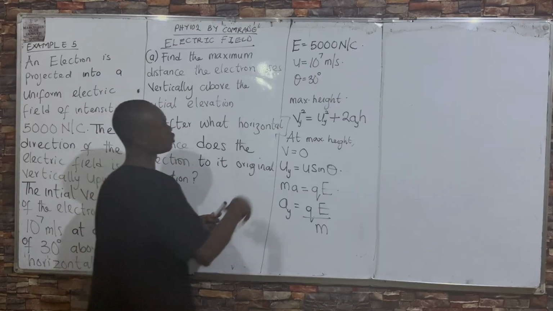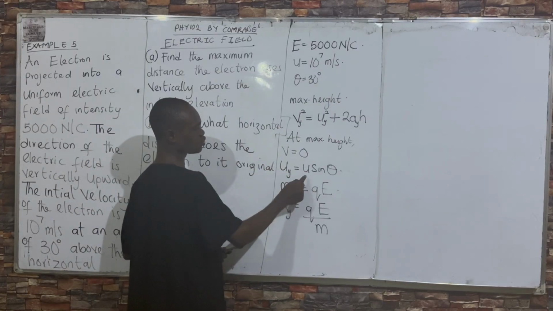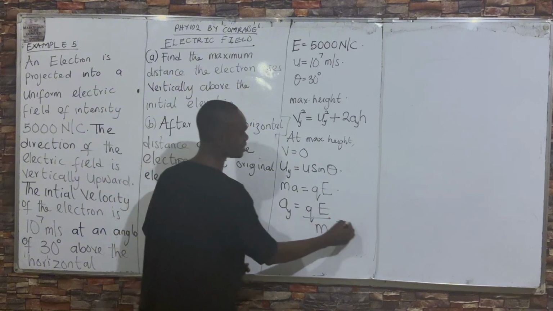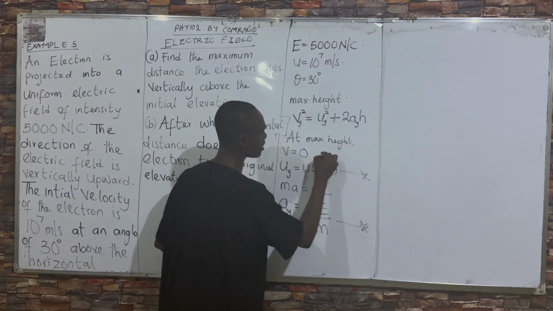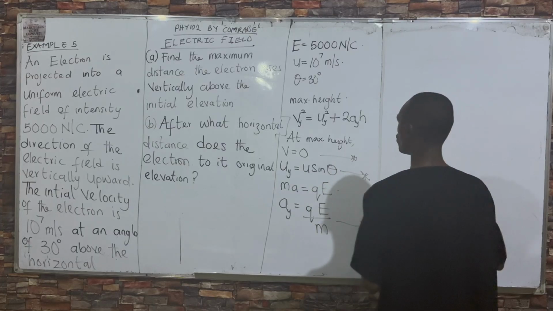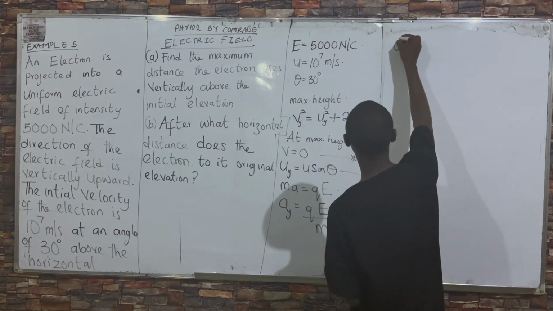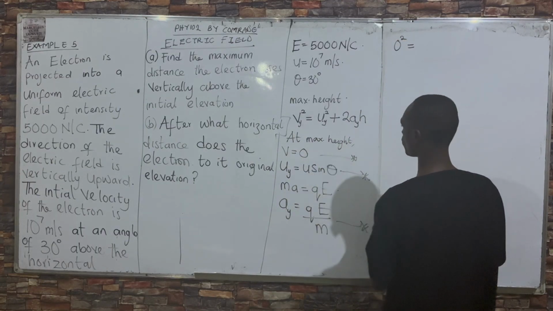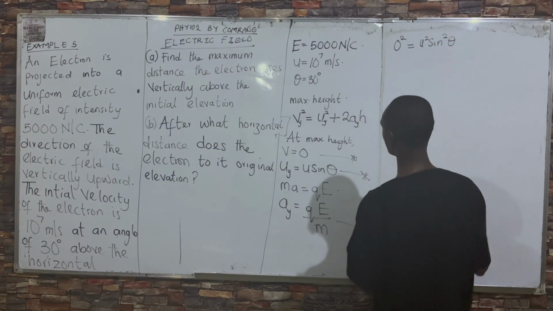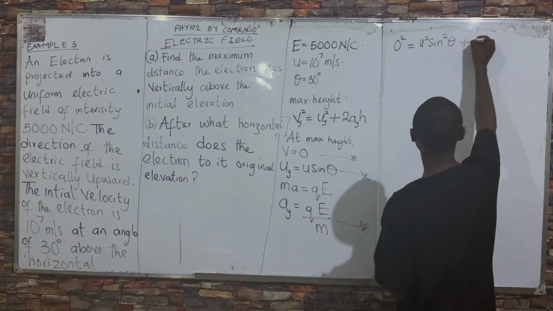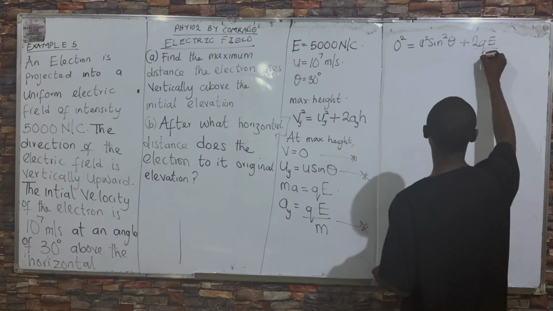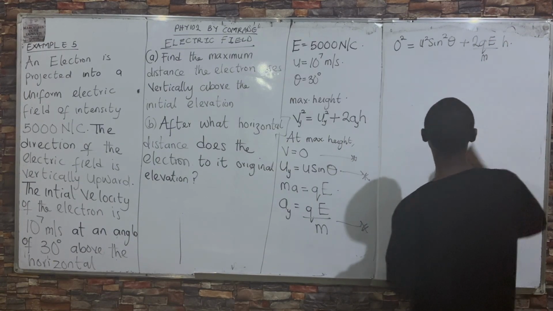So now I know this to be 0. I know this to be u sine theta. I know ay to be this. So let's substitute these into the equation and see what we have. We have that v is 0, so 0 squared is equal to uy, which is u squared sine squared theta, plus 2 times ay, which is qE over m, times h.